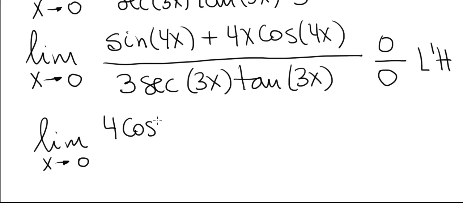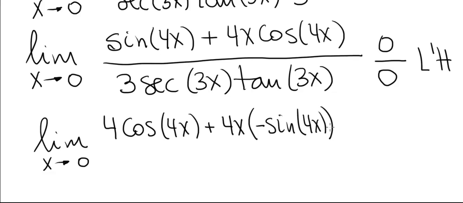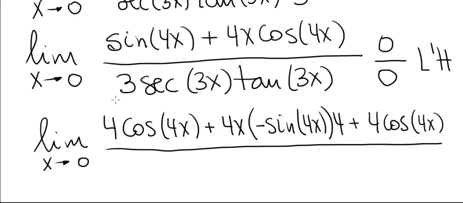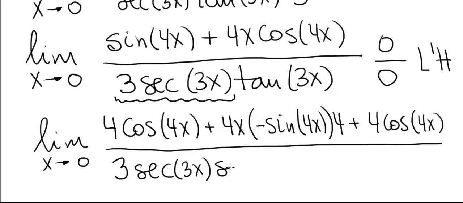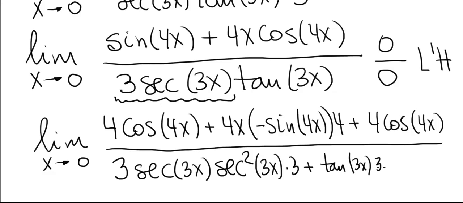This is 4 cosine 4x, and applying the product rule again, plus 4x times minus sine of 4x times 4, plus 4 cosine of 4x. And the denominator, we can treat this also as a product of two functions. This one is the first, and then tangent of 3x is the second. So this is 3 secant of 3x times secant squared of 3x times 3, plus tangent of 3x times 3 secant 3x times tangent of 3x times another 3.